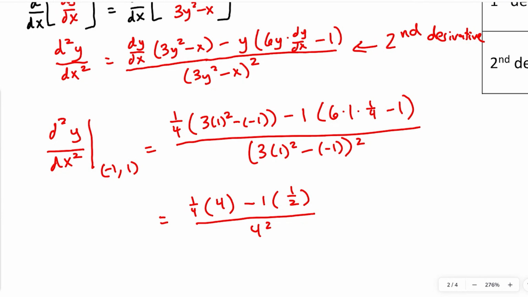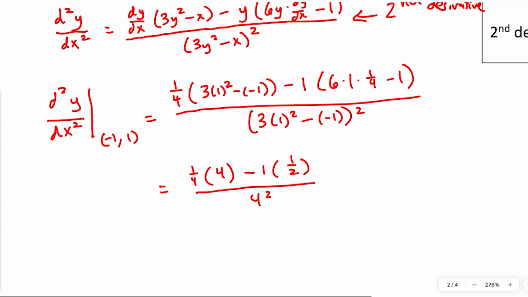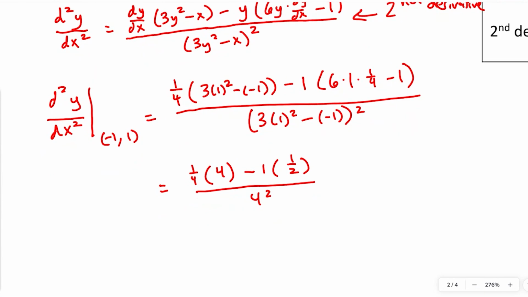Okay, so 1/4 of 4. Notice how a lot of times these problems are set up so that they work out at least halfway decent. I know today on our quiz we had like 1.5 squared, and that was probably the hardest arithmetic we've done all year. Right? So 1/4 times 4 is 1. Minus 1/2 over 16 is going to be 1/2 over 16, which is 1 over 32.